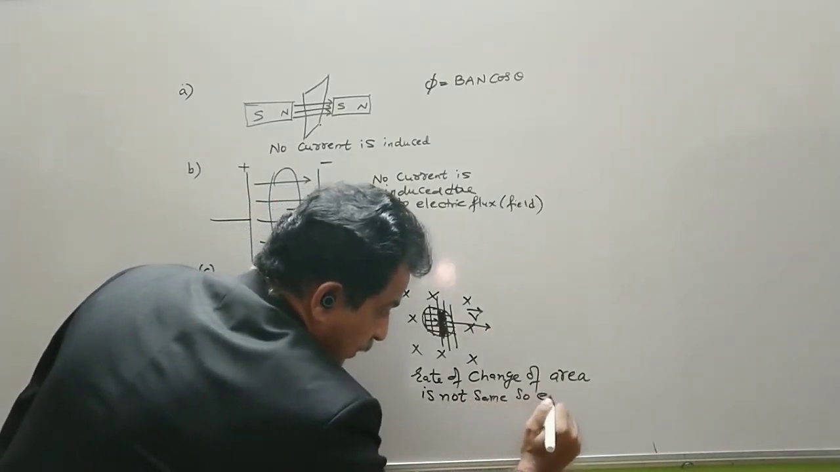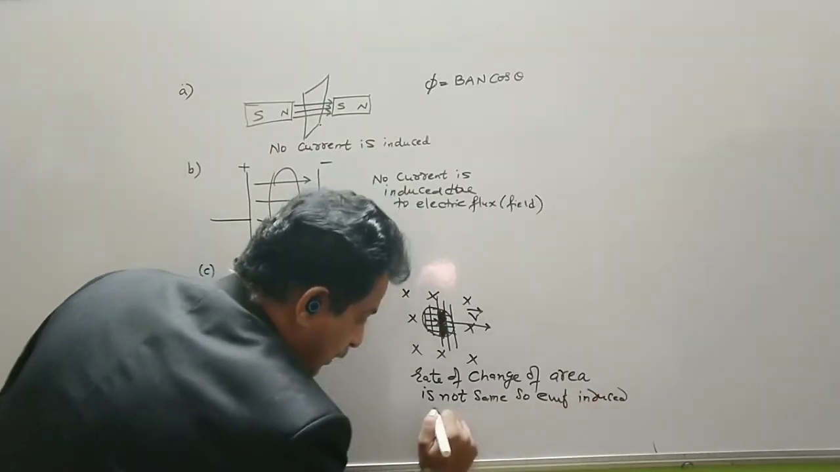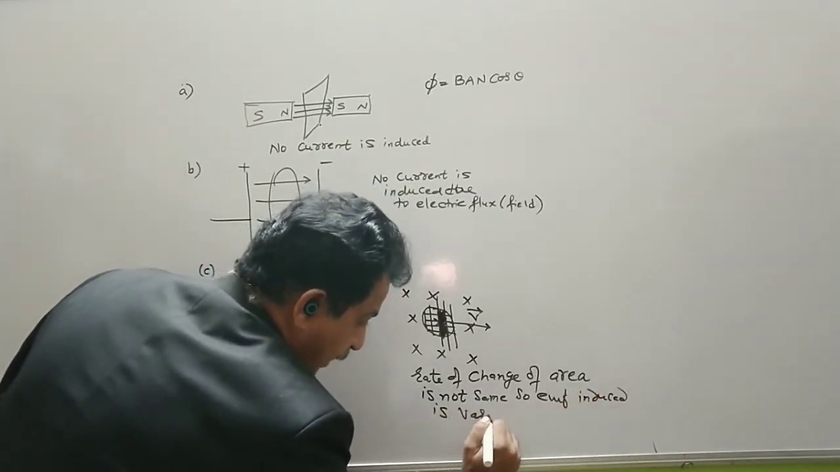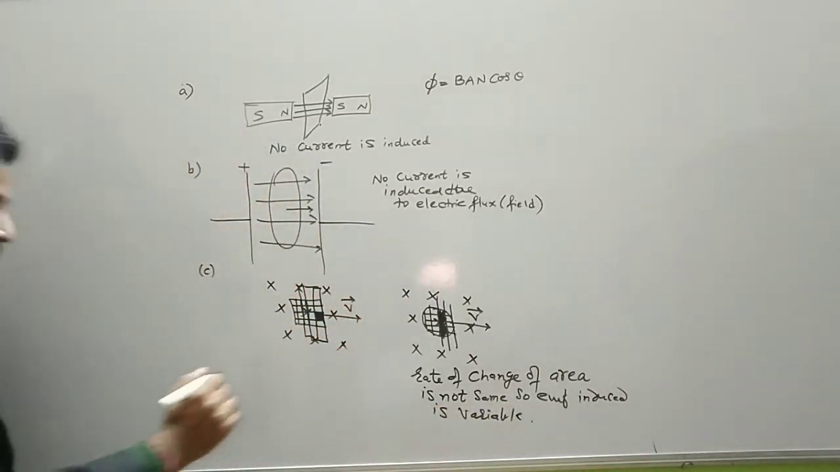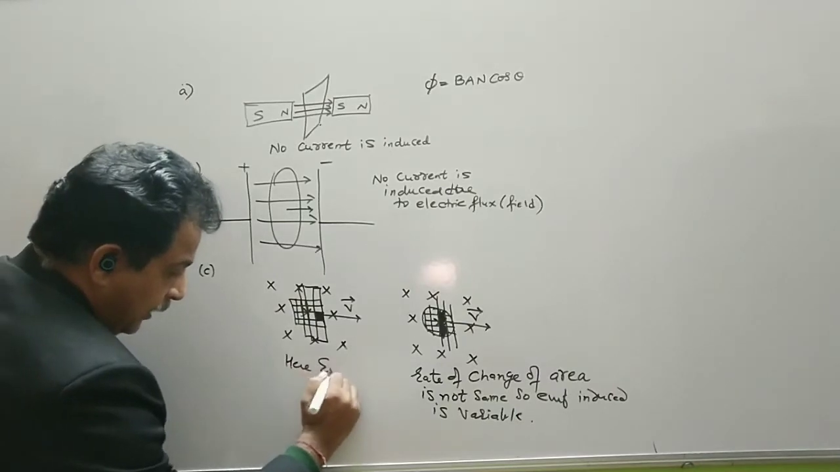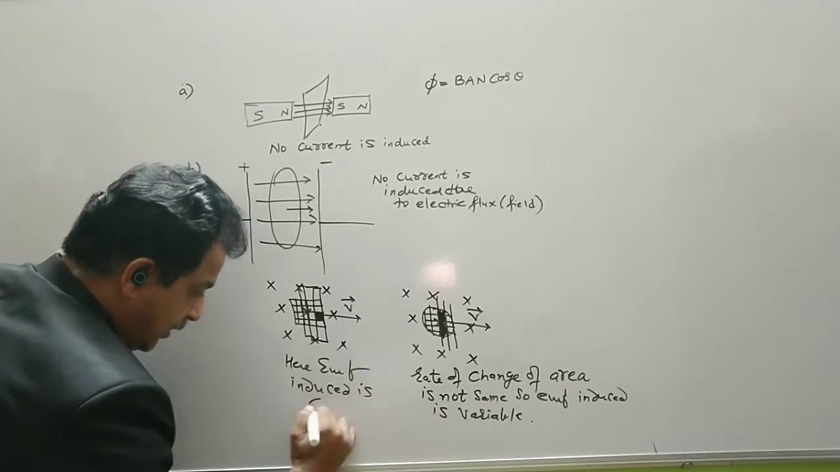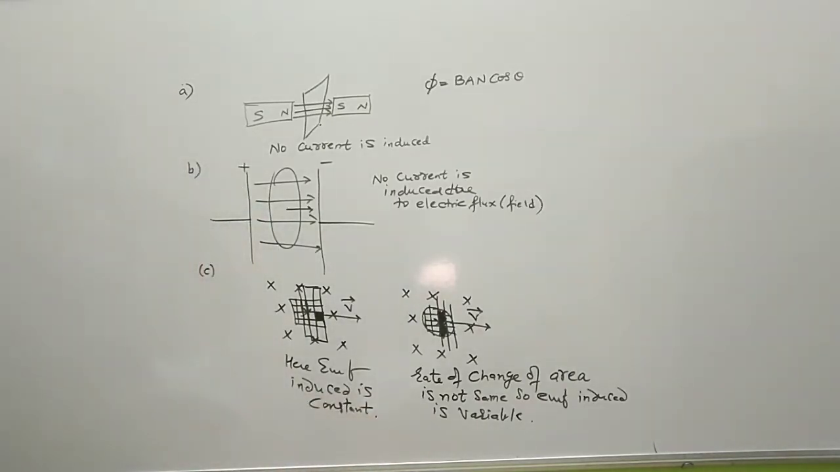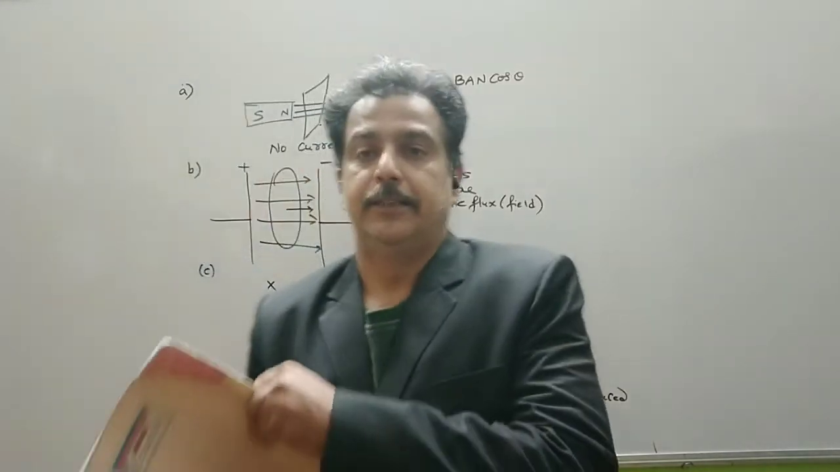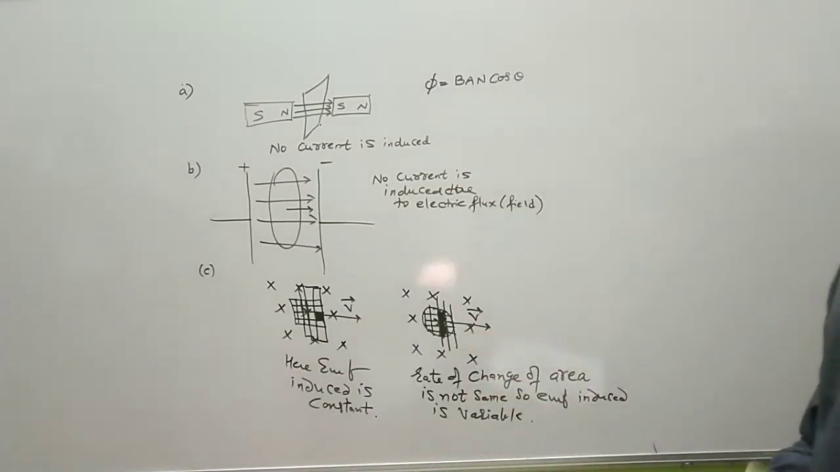So the EMF induced is variable, or the EMF induced is not constant. Here the EMF induced is constant. So the rate of change of area is not the same in this portion of the circular loop.